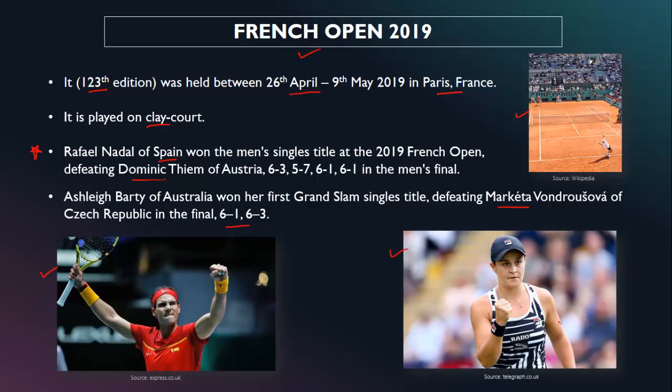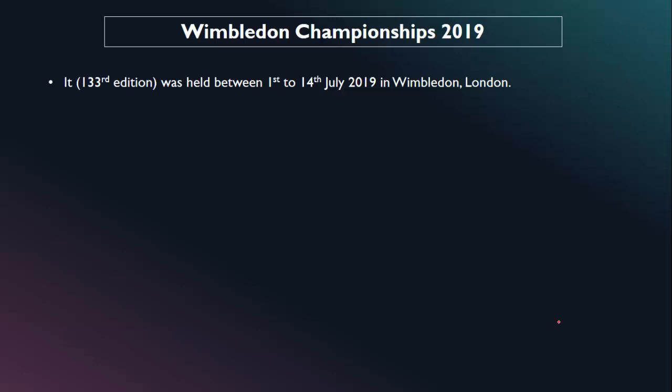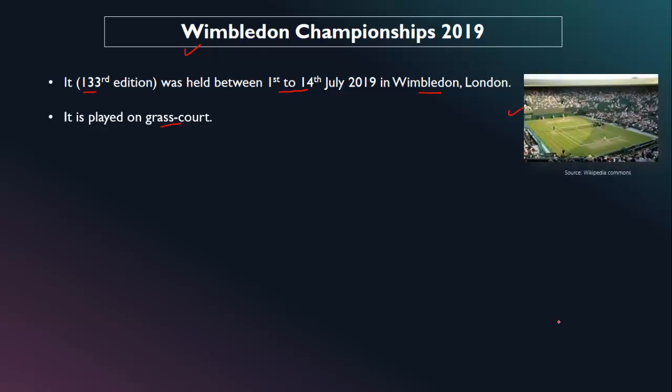Okay. Let's see the Wimbledon Championship of 2019. We'll discuss some important points related to it. So this was the 133rd edition of Wimbledon, and it was held between 1st to 14th July 2019 in Wimbledon, London. Friends, on what type of surface is it played? It is played on a grass court, and it looks like this. You can see, as the name suggests, grass court.